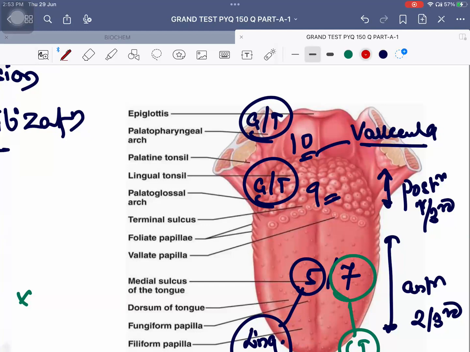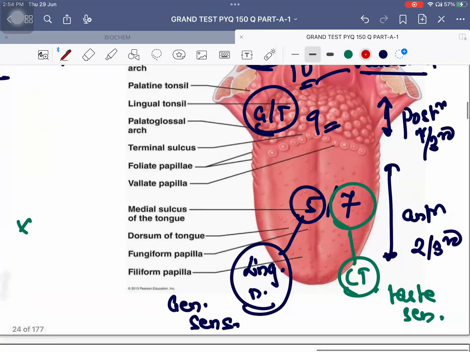So the nerves giving sensations to the tongue are how many? 4, 5, 7, 9 and 10. Easy. Vallecula, both sensations, 10th nerve. Posterior 1/3, both sensations, 9th nerve. But in the anterior 2/3, taste sensations are carried by the chorda tympani nerve, which is a branch of the facial nerve, and general sensations are carried by the lingual nerve, which is a branch of the trigeminal nerve. No problem in this.